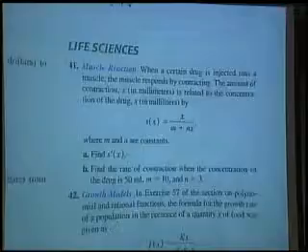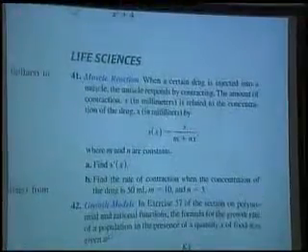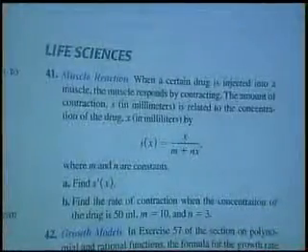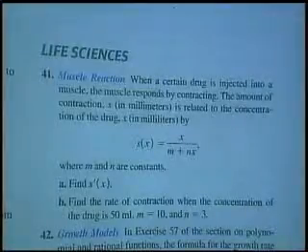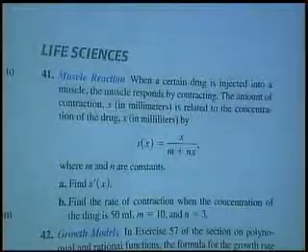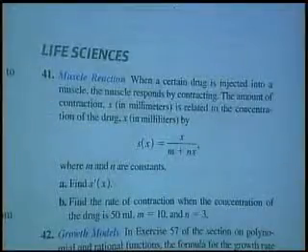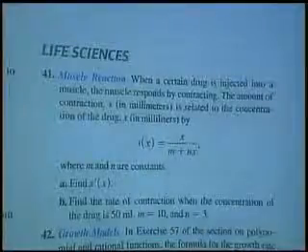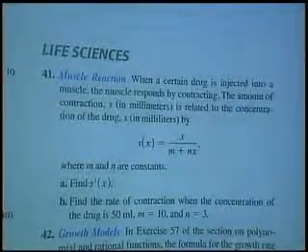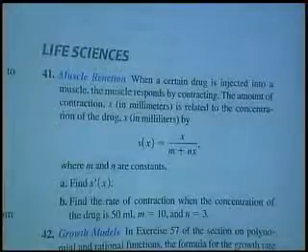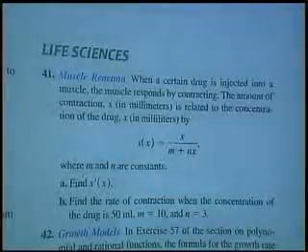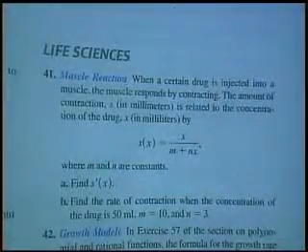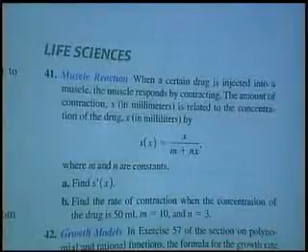It says when a certain drug is injected into a muscle, the muscle responds by contracting. The amount of contraction in millimeters is related to the concentration of the drug. That makes sense. The more drug you put in, the more the muscle will probably contract. And it's related by this equation: S of x equals x divided by m plus nx. Oh, that's just a comma over there. I thought that was a power. So just x over m plus nx. M and n are constants that we will plug in. Notice in part B we'll get the numbers for them.